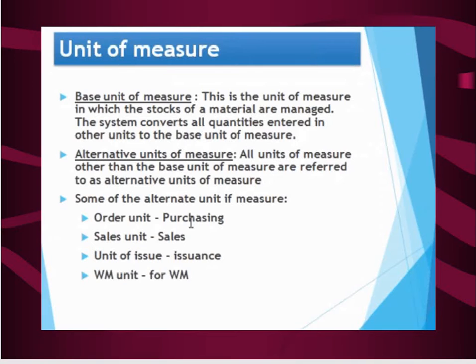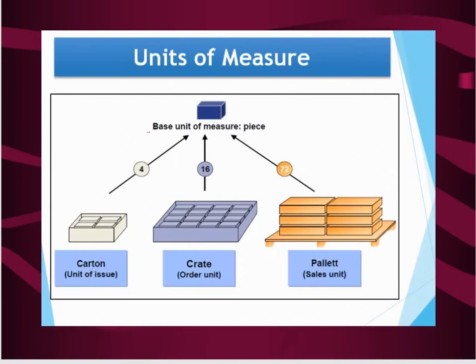All units of measure other than the base unit of measure are referred to as alternative units of measure. The alternative units of measure are order unit, sales unit, unit of issue, and WM unit. For example, the base unit of measure is piece. So 1 carton is a unit of piece. You have four pieces in a carton, for crate you have 16 pieces, and for pallet you have 72 pieces. So the base unit will be the piece, but you can have different alternative units: the carton, crate, or the pallet.